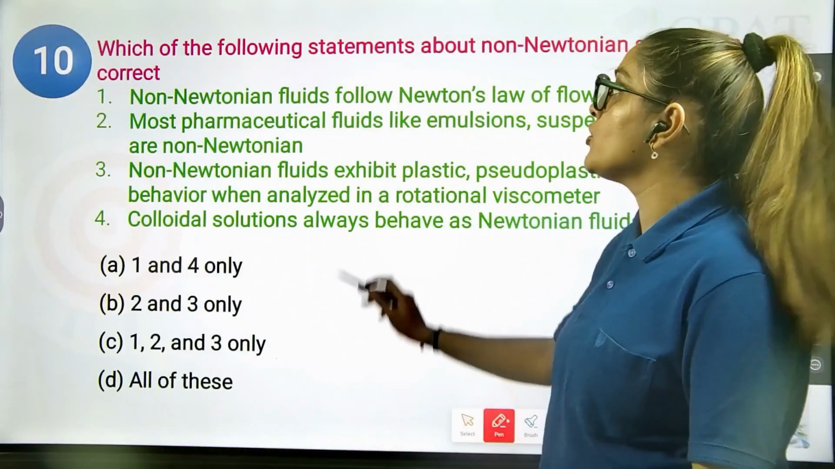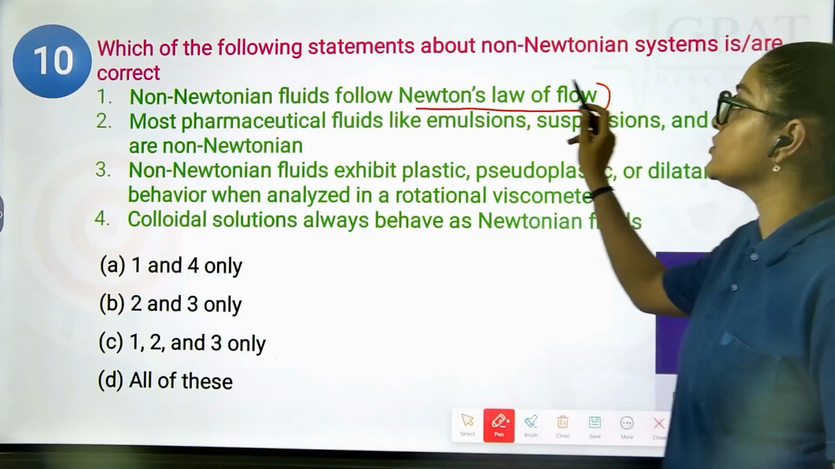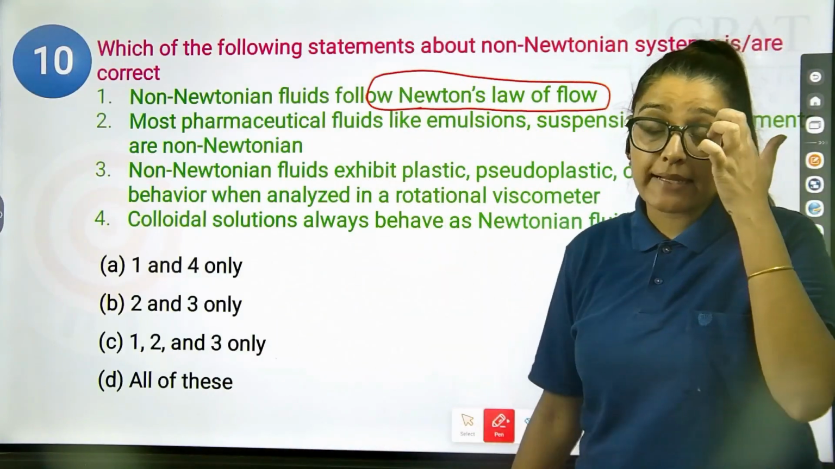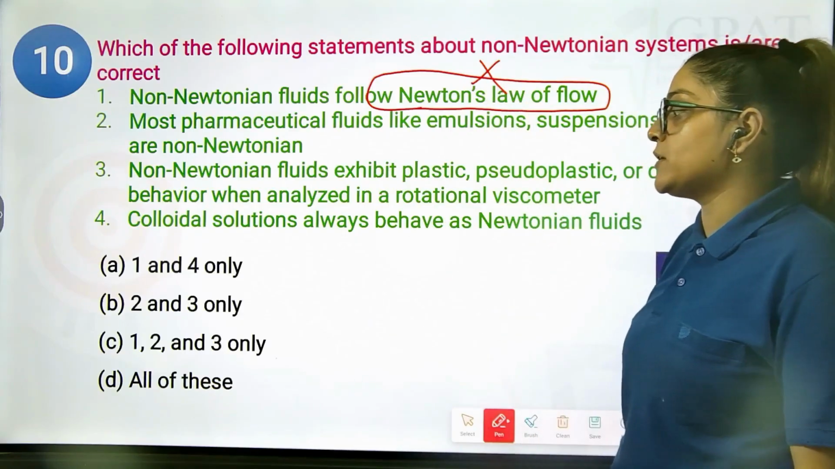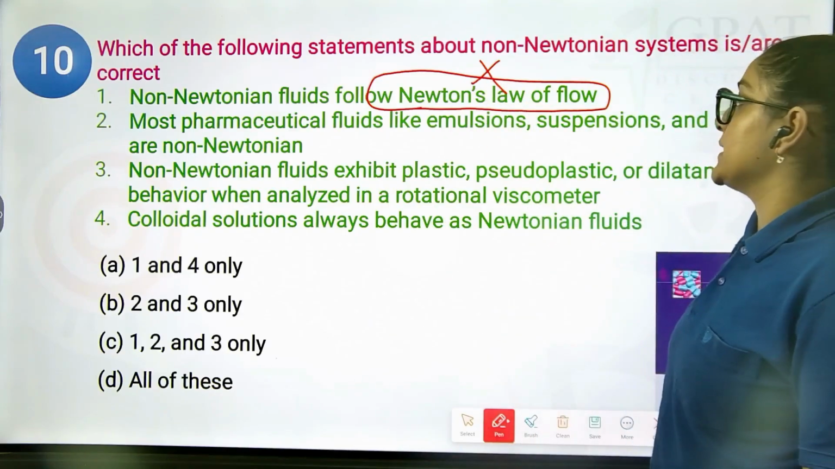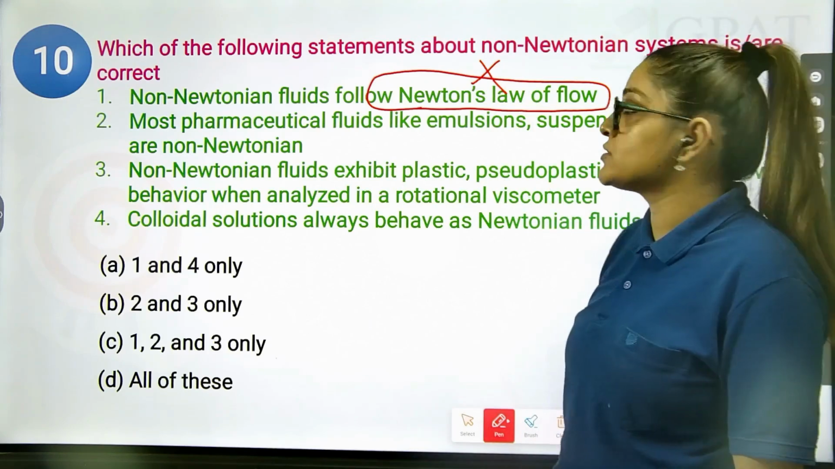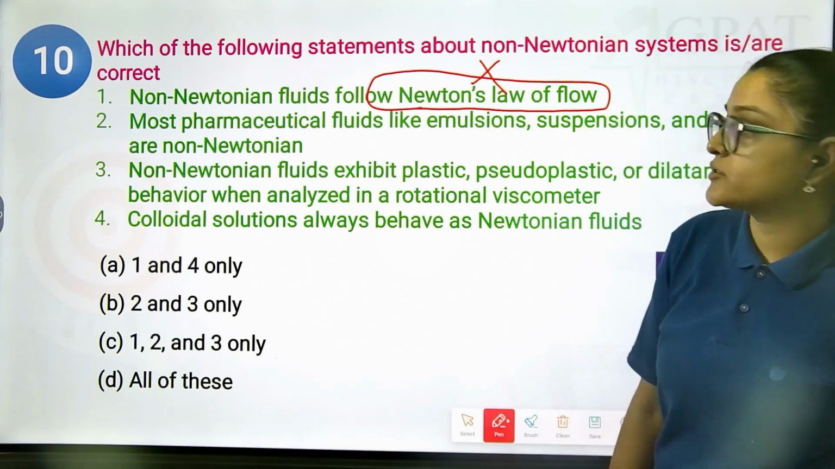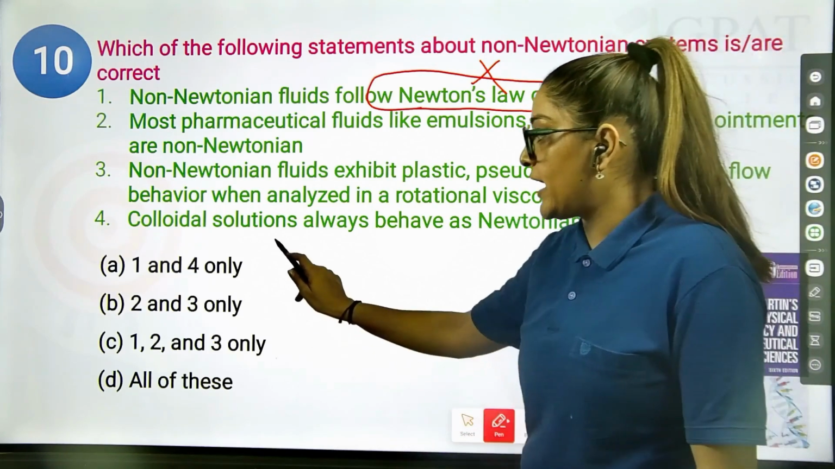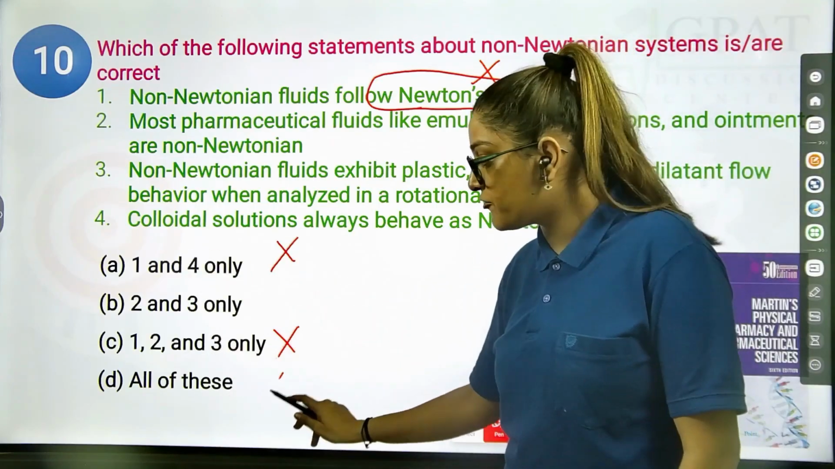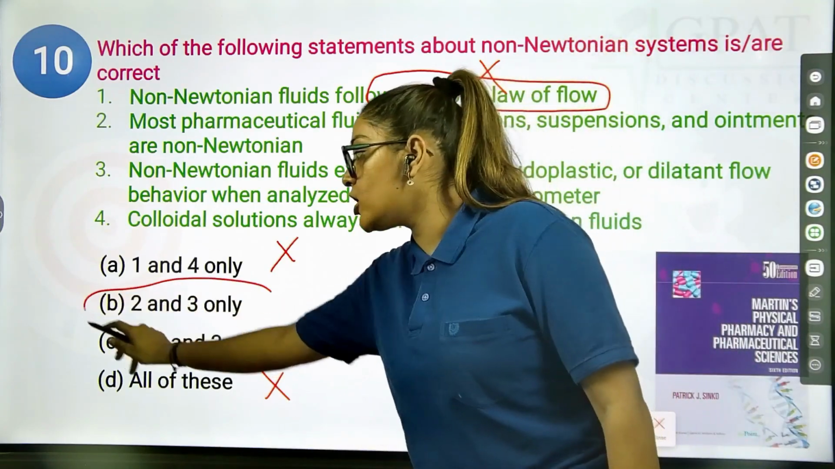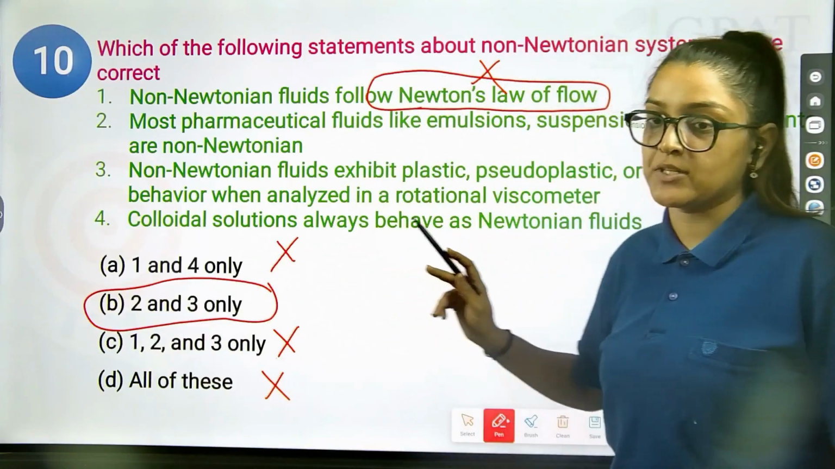So first option, non-Newtonian systems follow Newton's laws. No, that is the reason they are called non-Newtonian. So statement 1 is incorrect, right? So this is going to be incorrect. The first is incorrect, and the third is incorrect because option 1 is there. All of the above will be incorrect. We already got our answer, but let's see the explanation as well.